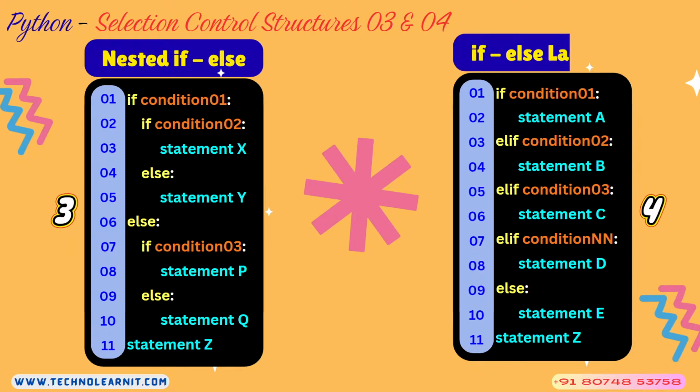This is called if else ladder, or if elif is also something that some people call it as if elif. Else if is shortcut to elif, right? Elif is nothing but else if. Okay, so these are the 4 selection control structures that fall under if family that are supported by Python language.